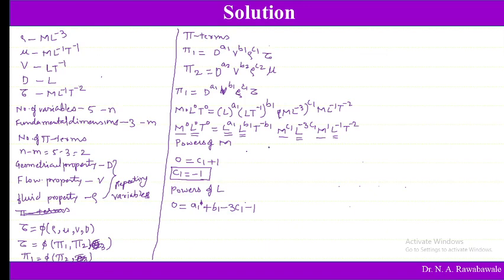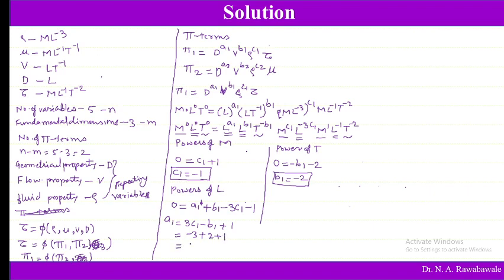Then we go for the power of T. Power of T on left hand side is 0. Power of T here is minus b1 and here minus 2. Means b1 is equal to minus 2. So now we know b and c values, therefore we can find out a1 value. a1 is equal to 3c1 minus b1 plus 1. So here we substitute value of c as minus 1 means minus 3, b value is minus 2, minus of minus plus 2, then plus 1. So a1 value will become 0.